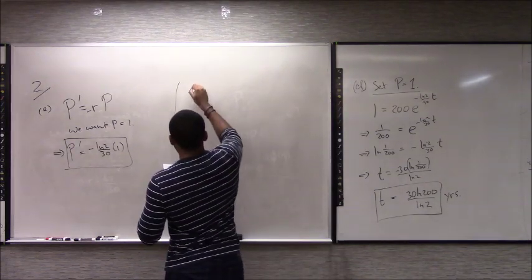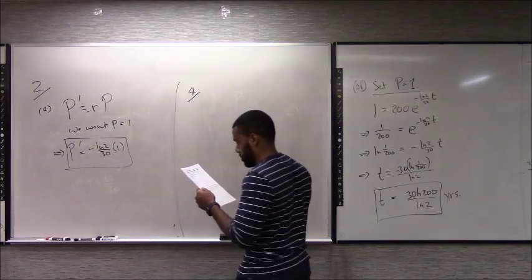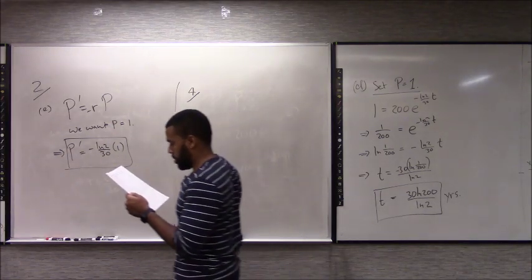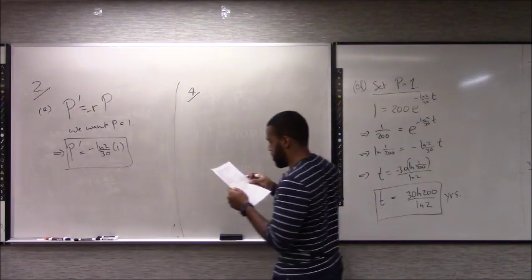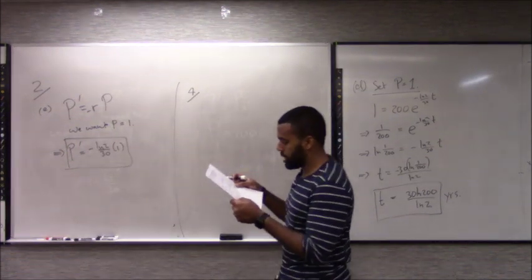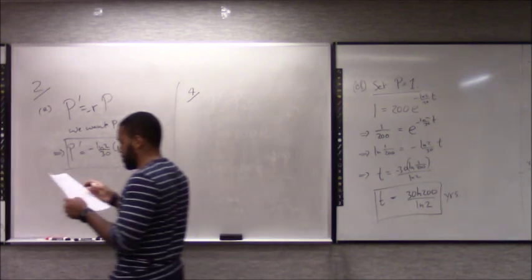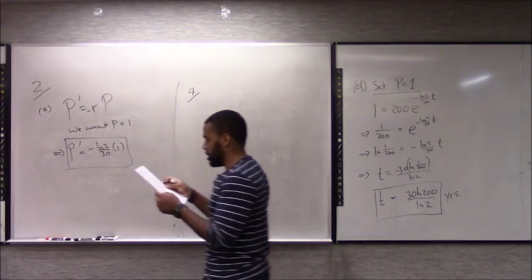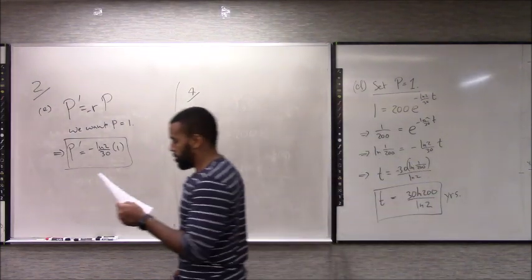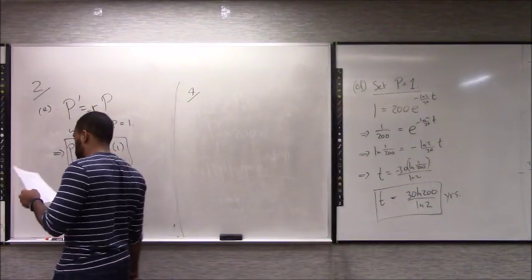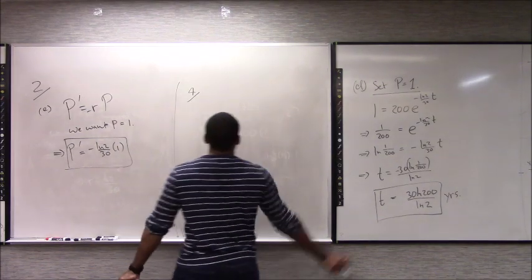Move on to problem 4. A mythical bank pays 5% interest rate compounded continuously. Suppose you deposit $4,000 into an account with this bank. A, write down a differential equation with initial condition whose solution gives you the balance.